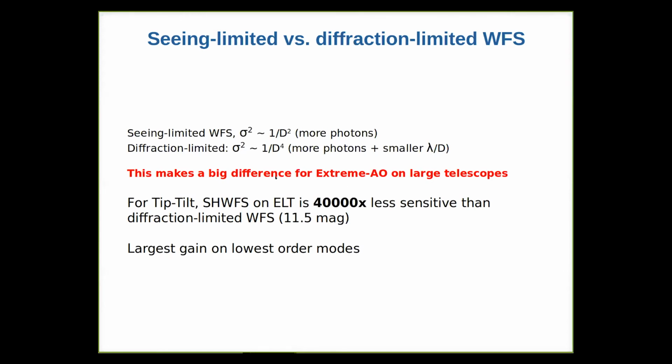And so this makes a very big difference when we talk about large telescopes, and especially in what I work on, which is extreme AO. So for tip tilt, for example, the difference between the Shack-Hartmann wavefront sensor and this optimal limit is a factor of 40,000 in sensitivity, which corresponds to 11.5 magnitudes. So this is not a small effect, right? We should really think hard about how to get as much of this gain as possible. And the gain is the largest on the lowest order modes.